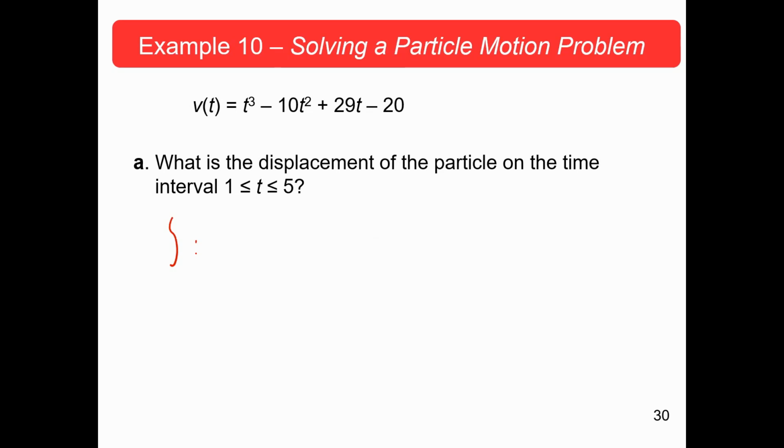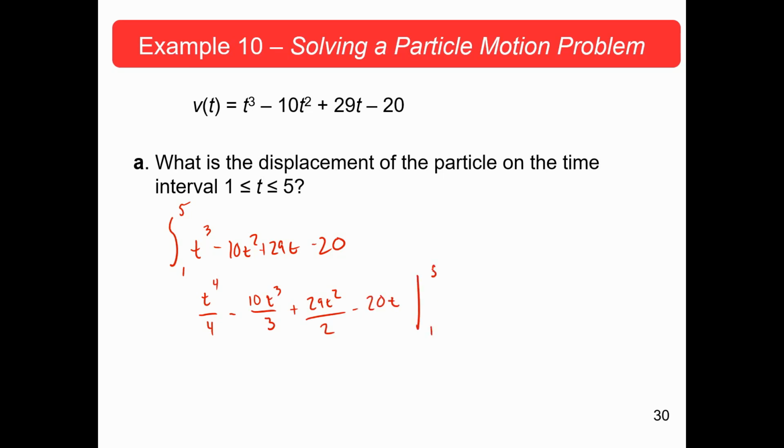So we integrate t cubed minus 10t squared plus 29t minus 20 from 1 to 5. So t cubed becomes t to the 4th over 4 minus 10t cubed over 3 plus 29t squared over 2 minus 20t. And we're going to evaluate that from 1 to 5.